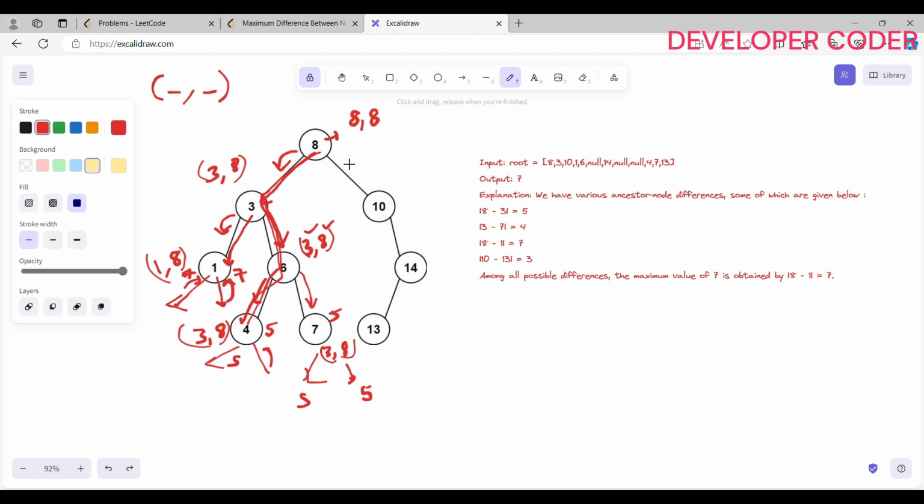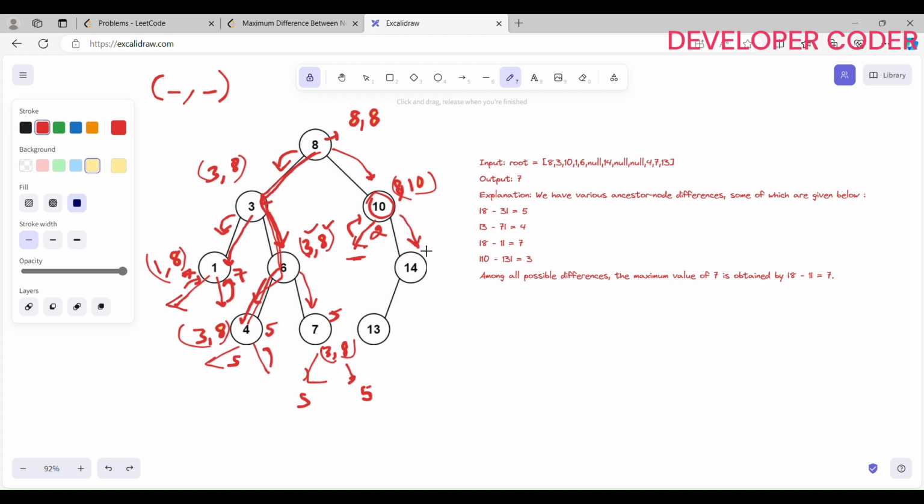Okay, and then we have already covered these nodes. Now we go to the right of this one. So minimum is going to be our 8 and max is updated to 10. Now we check for this left, because there is no left here for this one, so we are going to return the difference. 10 minus 8, difference is 2. So at this point of time, for this node the difference is 2.